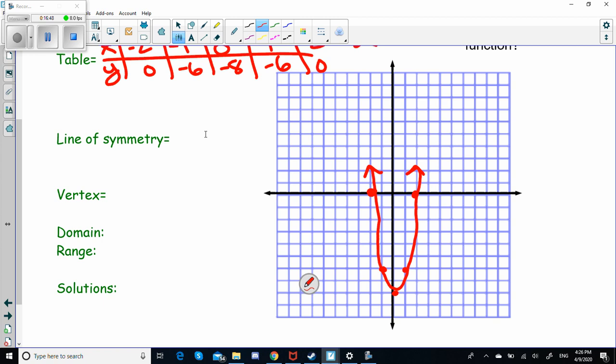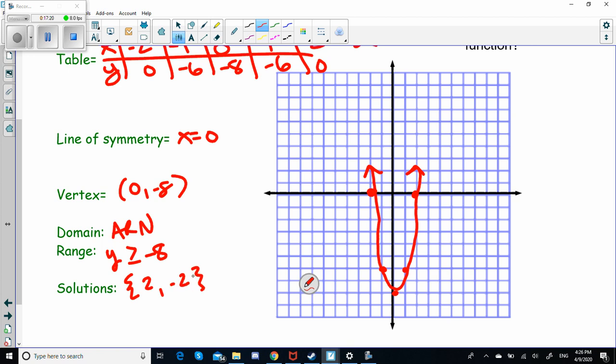Okay, line of symmetry. There's the fold line right down the middle. That's x equals 0. The vertex here is 0, negative 8. The domain is all real numbers. And the range is y is greater than or equal to negative 8, because it starts at negative 8, that would be the minimum on the parabola, and it goes up forever. And the solutions, I do have solutions here. It's not no solution because it's crossing the x-axis at positive 2 and negative 2. So my solutions are 2 and negative 2.